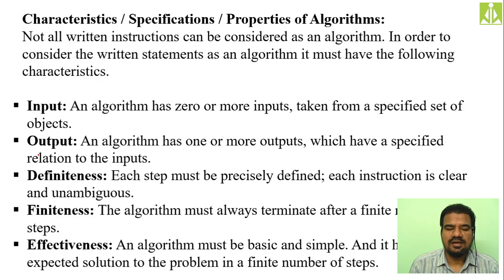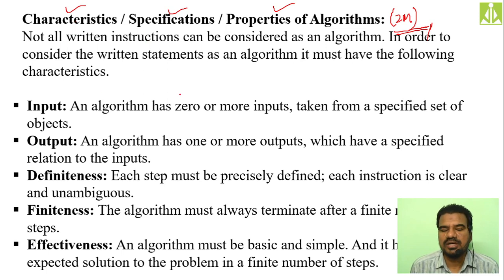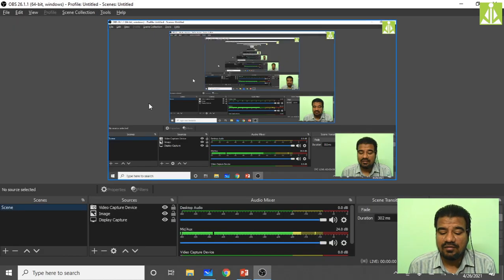Next, we have the characteristics of an algorithm. They have asked this many times, and for 2 marks I will put this question. Sometimes they will ask you to write the characteristics of an algorithm, or sometimes about the specifications or properties of an algorithm. Whatever technical term they use, the answer is the same. When they ask for characteristics, specifications, or properties, you have to write the same answer.